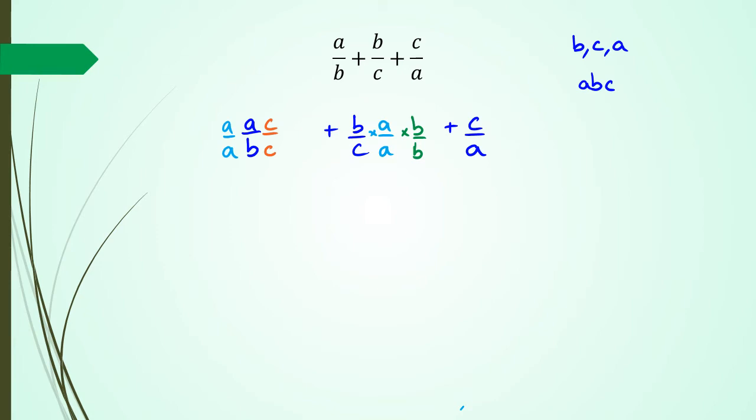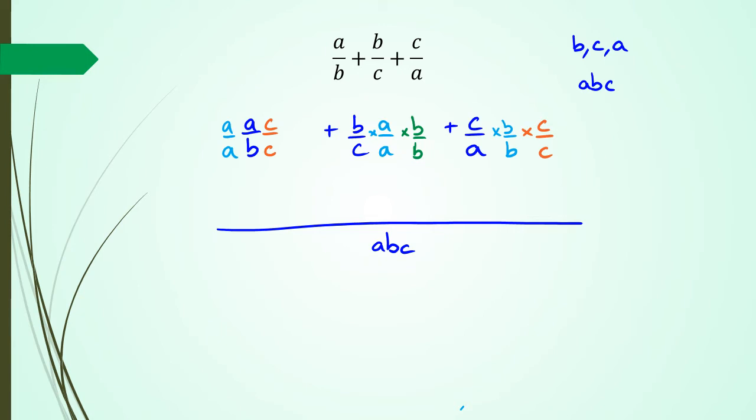And for the final term, I've got c over a, which means I need to multiply the numerator by b and the denominator by b, and then the numerator by c and the denominator by c. So what happens now? I know that all of these fractions have abc as the denominator, so I'm going to put the whole thing over one common denominator, and then I start working through each one of them.